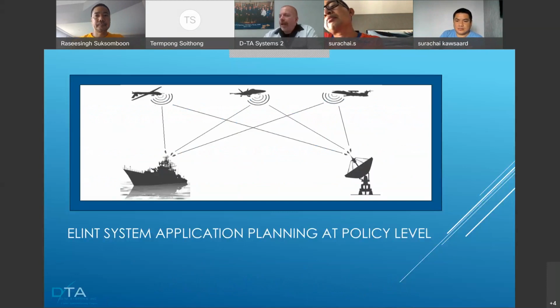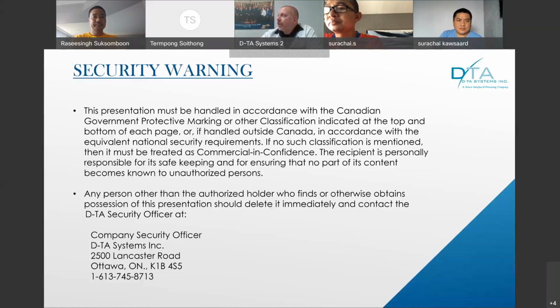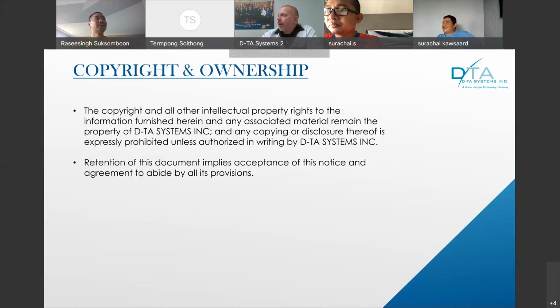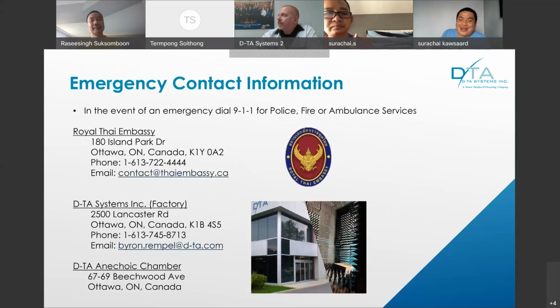ELINT system application planning at the policy level. Security warning once again, the presentation is unclassified. I do go into showing details about how the Royal Canadian Navy would do electronic orders of battle and different orders of battle, or ORBATs. However, I did keep it unclassified, so I can still share that with you. Copyright and ownership of everything here belongs to DITA Systems. Once again, the emergency contact information.